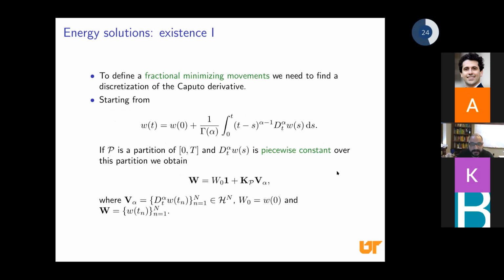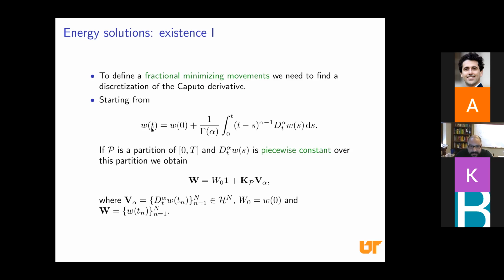Well, what about existence? If we want to follow the same program, we need to find some sort of fractional minimizing movement scheme. And for that, we need a suitable discretization with the Caputo derivative. There are many around in the market, but the one that we're going to adopt is the following. Starting from our fundamental theorem of fractional calculus, let's pretend that the Caputo derivative of a function, my function w, is piecewise constant over my partition.